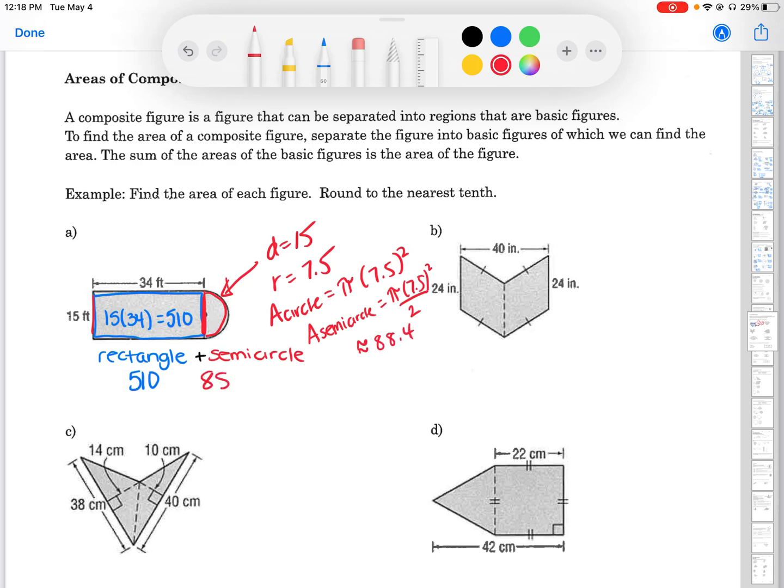All right. Then to find the area of the entire shape, we will just add these together, and that's going to give us 598.4 feet squared.